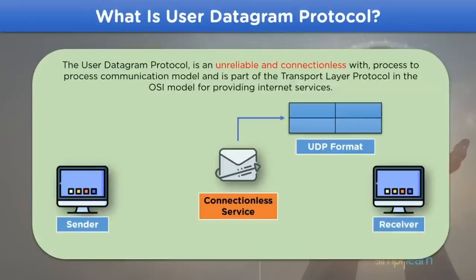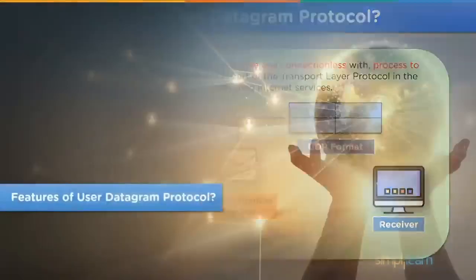data and information related to internet services over the network channel, where process-to-process communication refers to the use of port numbers in the header format during the transmission of data over the network channel. As for connectionless, it means that the UDP format does not provide an established path for the data to transfer. Instead, it uses multiple different paths, which we will look into further in the video. Let's move on to the next heading.